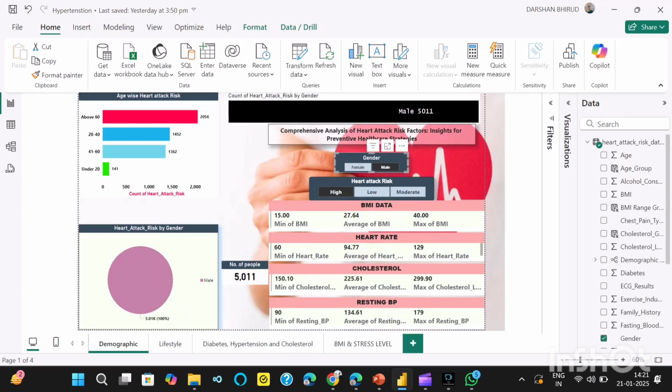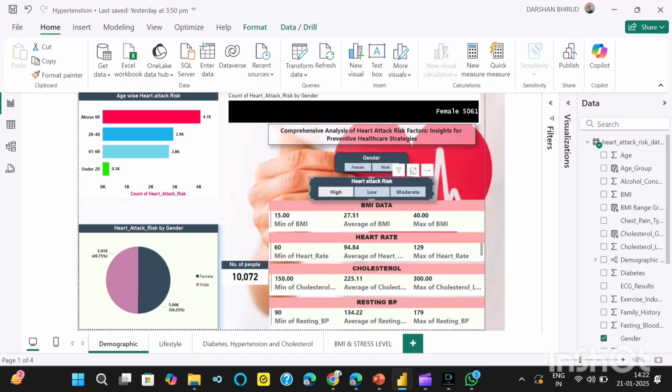We can also add a further filter to it. If I want only the male gender, you can see the total population of high heart attack risk in males is 5,011. The banner clearly states that. And in the bar chart, you can see 2056 male individuals fall in this category. So I am removing the filter.